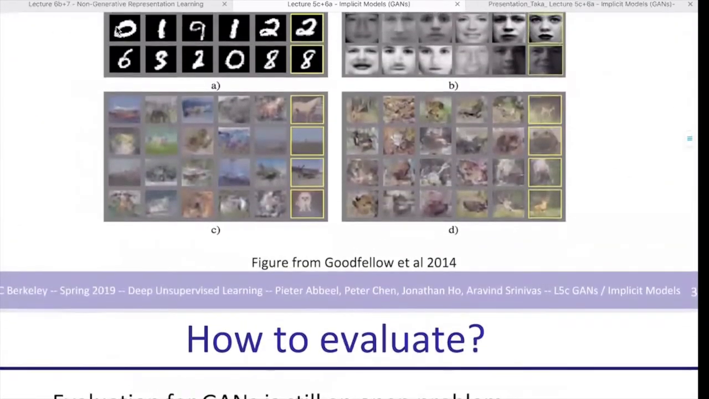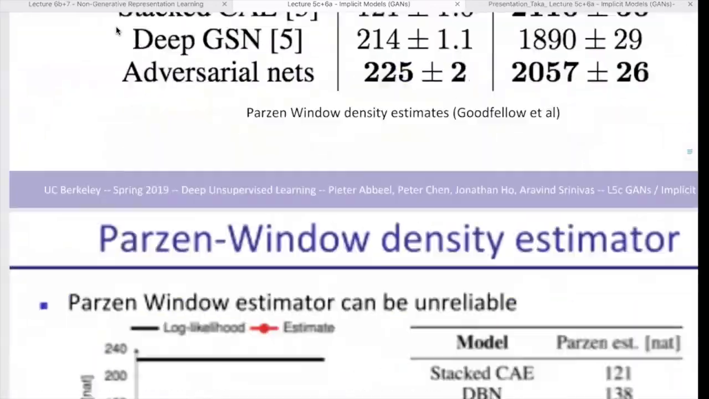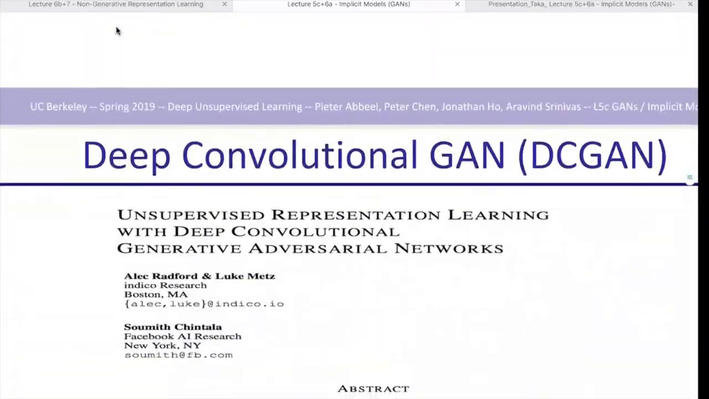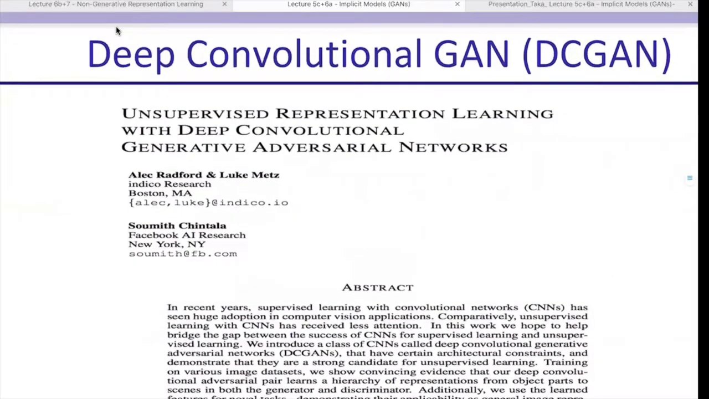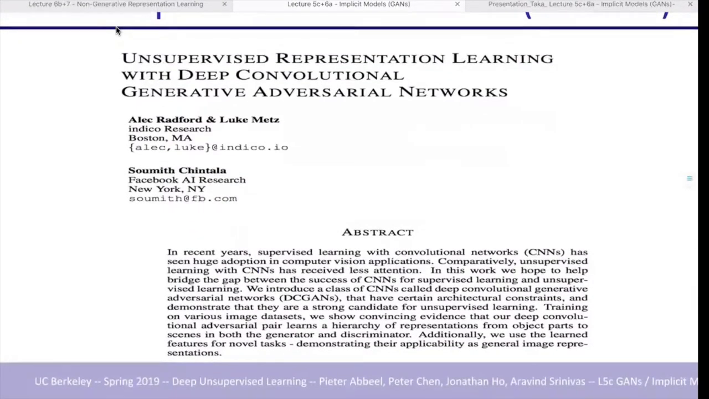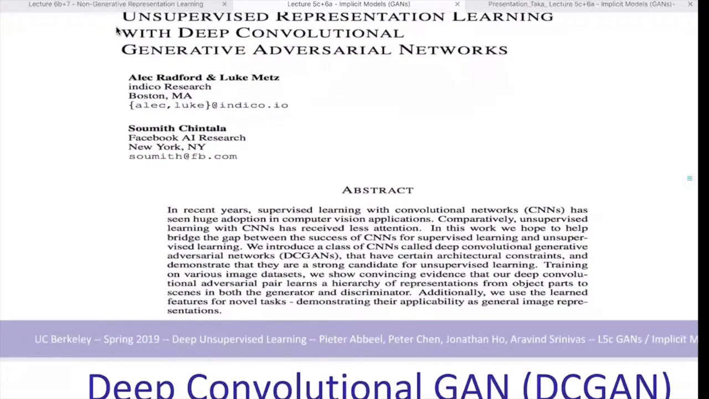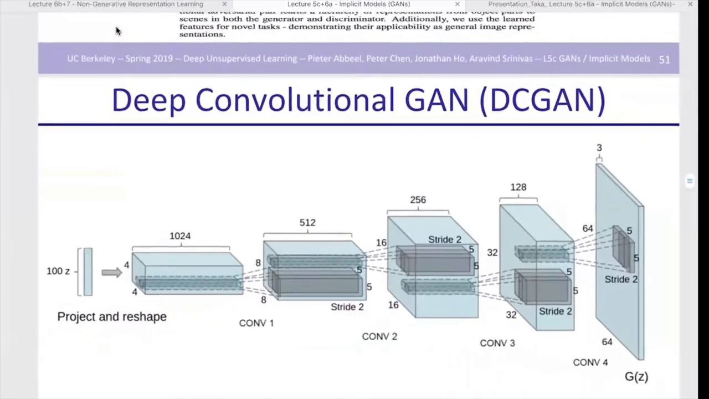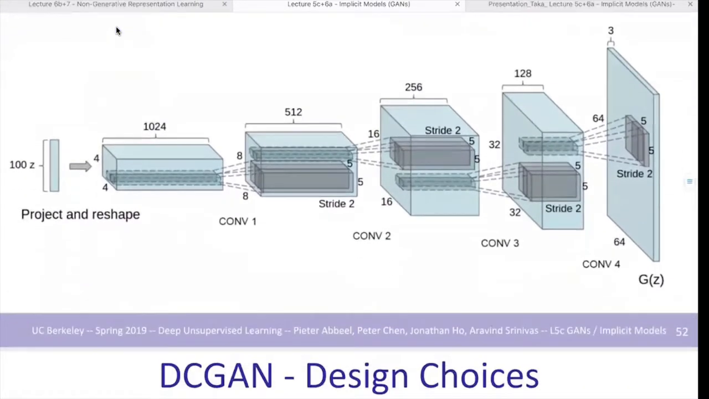What I talk about is two papers. The first paper is called DCGAN, deep convolutional GAN. This paper was published in 2015, so it's a paper from four years ago. It's a little old, so I will go through it quickly.